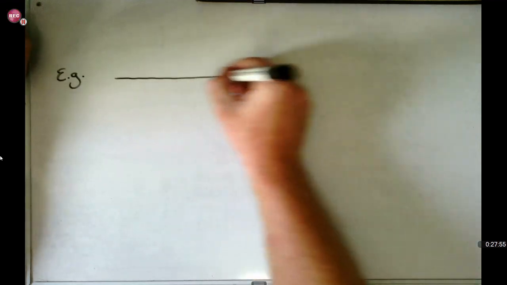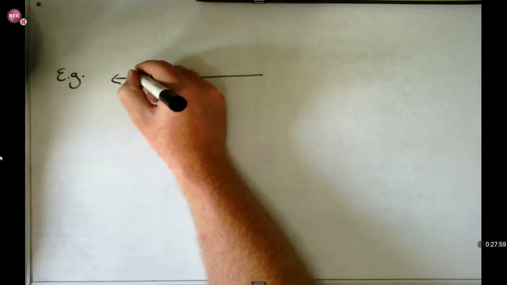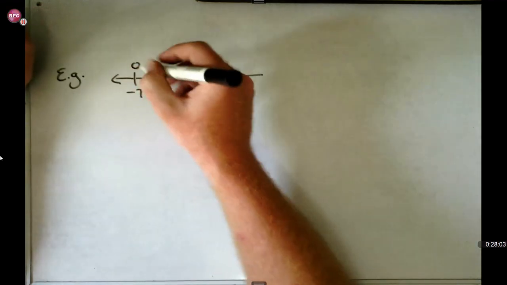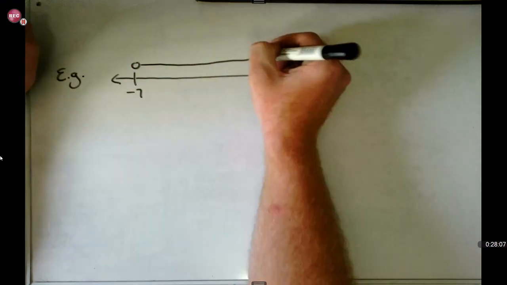So, here we go. Here's the number line. I'm going to put -7 over here, and then I'm going to give it an open dot. And let me just do this. And I'm going to run it to the right. There we go.